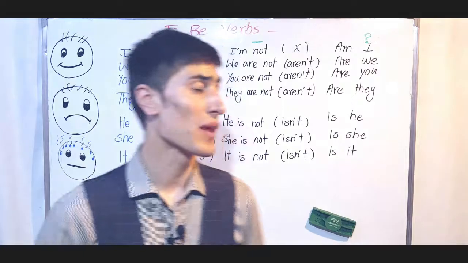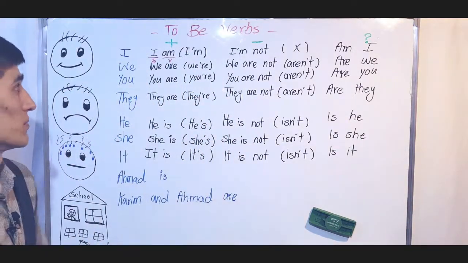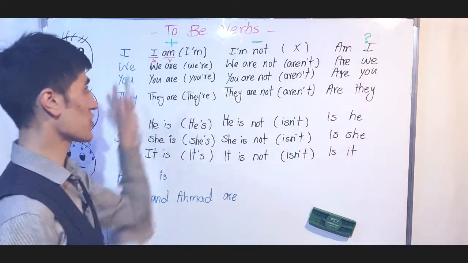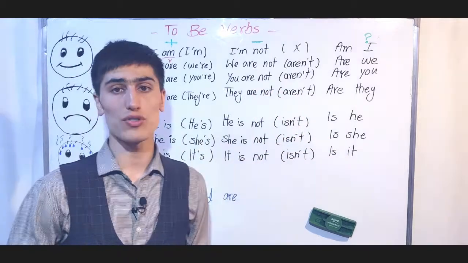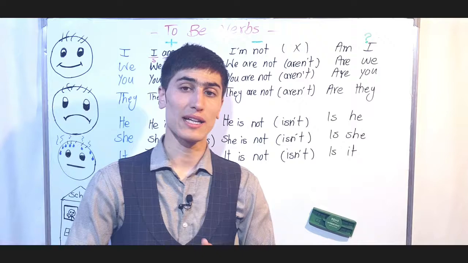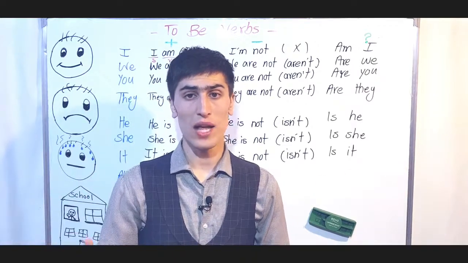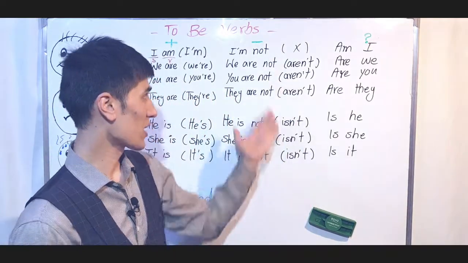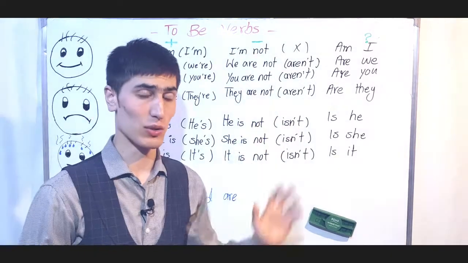Okay? Good. So now let's change them to negative form. If you want to change these structures into negative form, or if you want to use to be verb in a negative sentence, or if you want to explain a negative situation, okay? How should you do that? I have explained them all here.